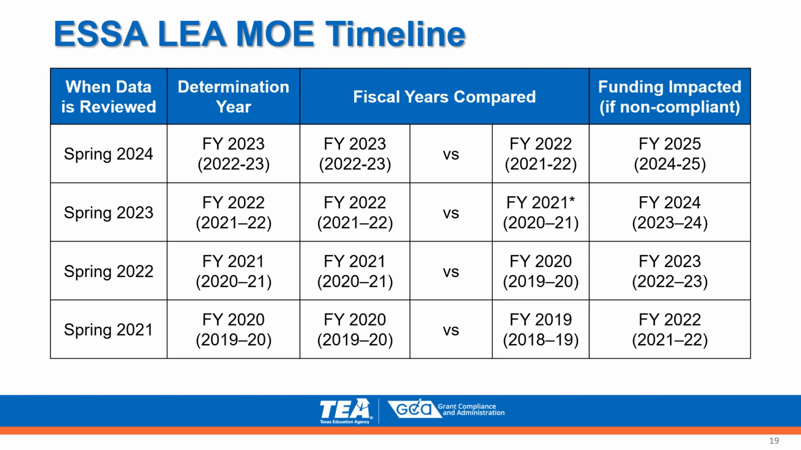During the spring of 2024, TEA will be reviewing the fiscal year 2023, school year 2022-2023 data for ESSA LEA MOE. The fiscal year 2023 data will be compared to the fiscal year 2022 data. This data comparison will determine the funding impact for fiscal year 2025 if the LEA is non-compliant. The timeline below follows the same as in previous years.